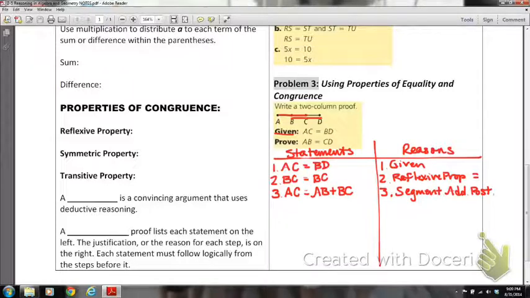Well, we can make the same statement about segment BD. We can say that the length of segment BD is made up of segment BC and segment CD. So we're just going to add those two together: segment BC plus the length of segment CD. And that's also the segment addition postulate.